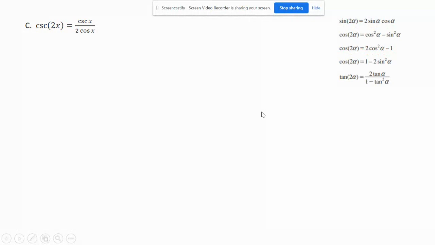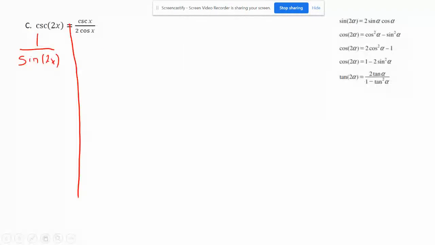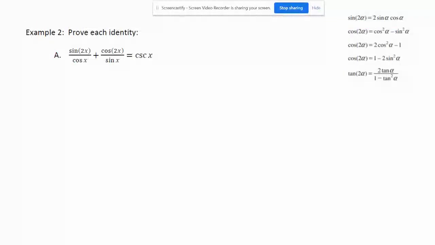All right, so moving on, guys, we're just going to keep on doing more of the same here. We have cosecant 2x equals cosecant x over 2 cos x. So cosecant 2x is the same thing as 1 over sine of 2x. Okay, so the cosecant is the reciprocal of sine, and now we're going to apply our sine 2 alpha formula. So it's going to be 1 over 2 sine x cos x.